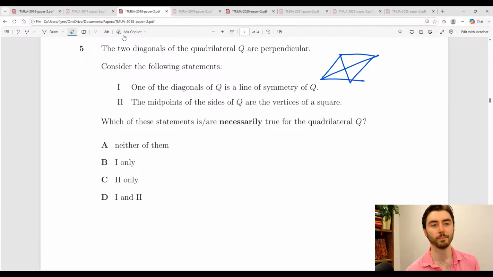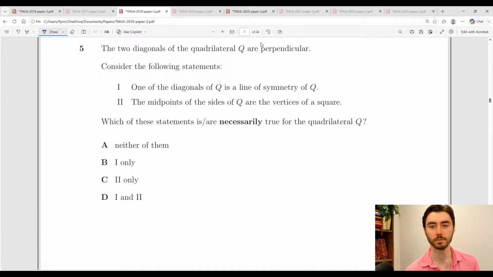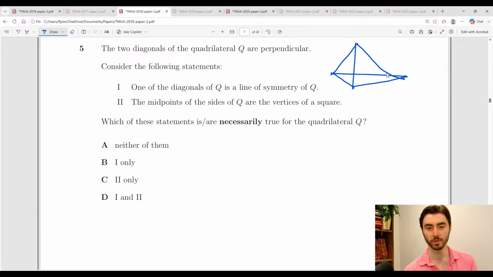Let's draw an even better one. Let's draw some random diagonals and then draw the quadrilateral, right? So those diagonals are perpendicular. Neither of those is a line of symmetry. So one does not have to be true. The midpoints of the sides of the quadrilateral.